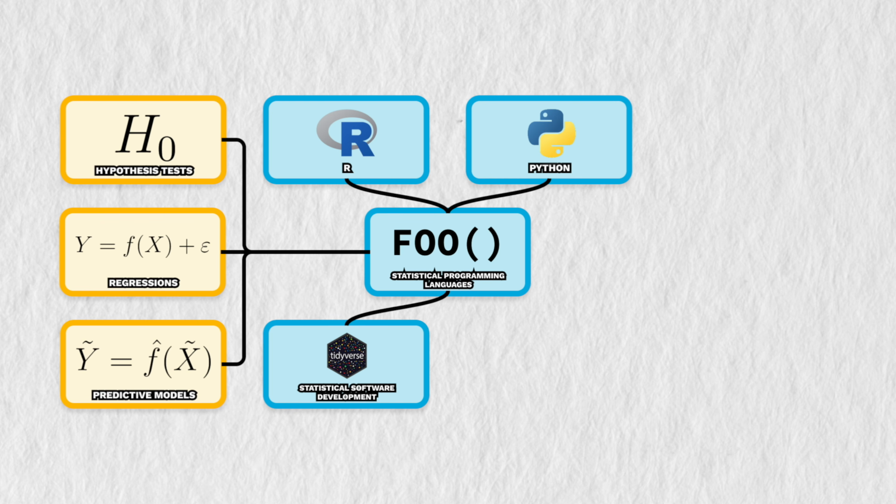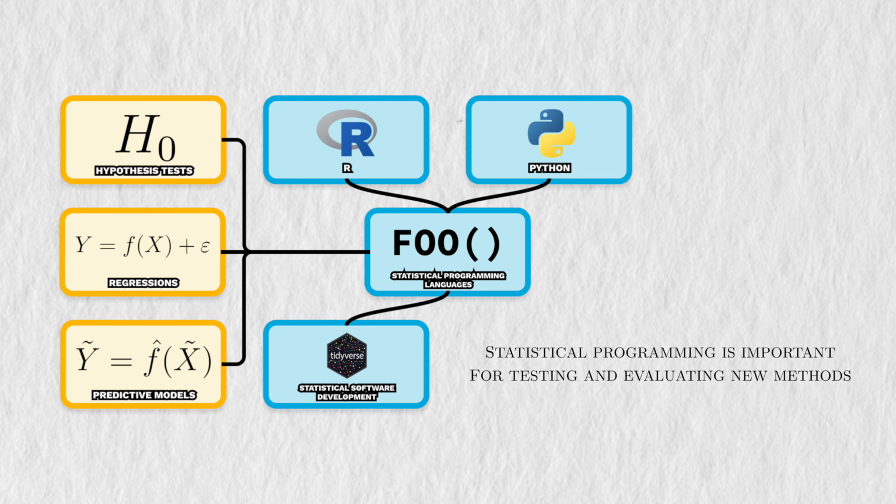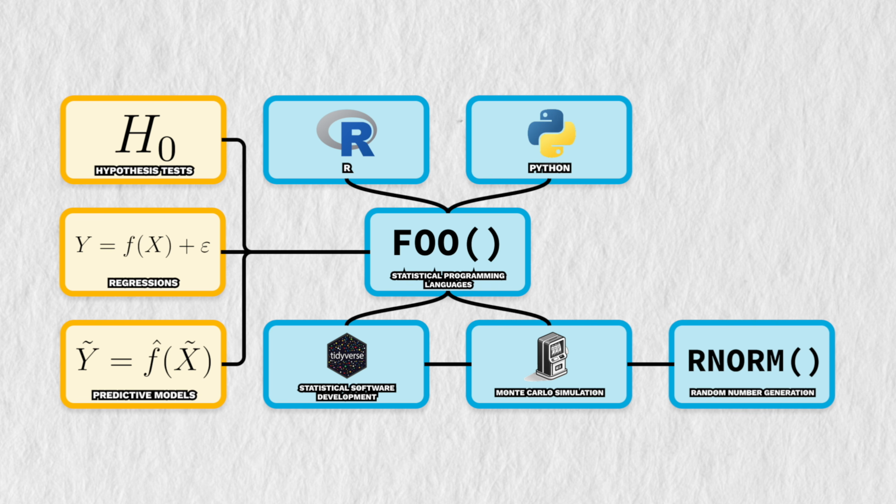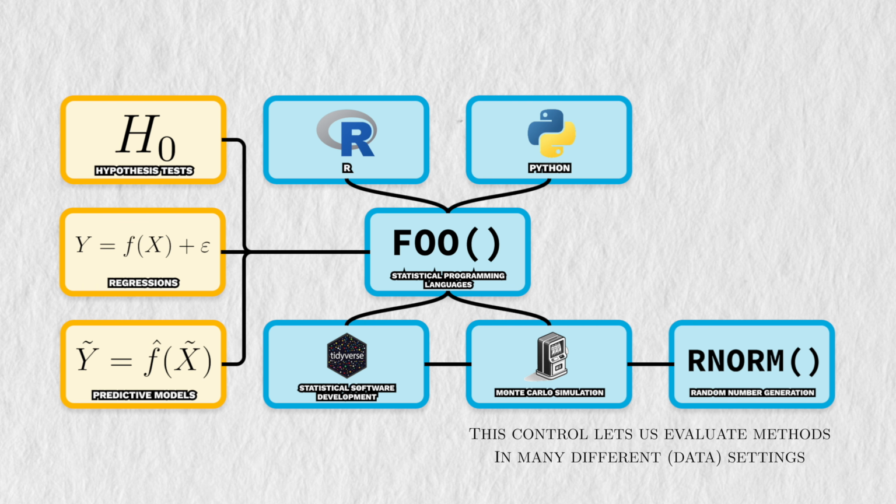Statistical programming also plays a role in testing and evaluating new methods, and this is usually done through Monte Carlo simulations, aka simulation studies. In simulation studies, we can control the characteristics of the data through random number generators. Even though the data is random, having control of this process lets us evaluate how models perform in different settings. This is especially useful for seeing and quantifying what happens when our statistical assumptions are violated.